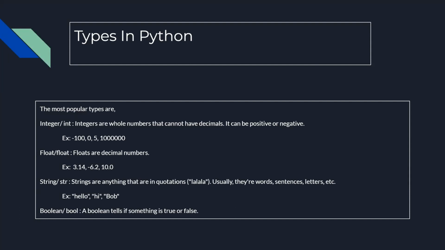Strings are anything that are in quotations. Usually they're words, sentences, letters, etc. Hello, hi, Bob. A Boolean tells if something is true or false.